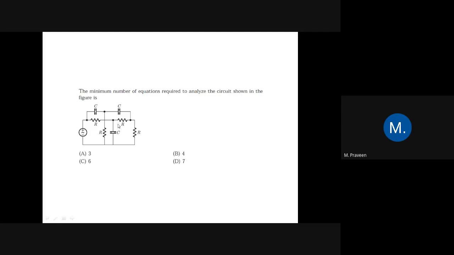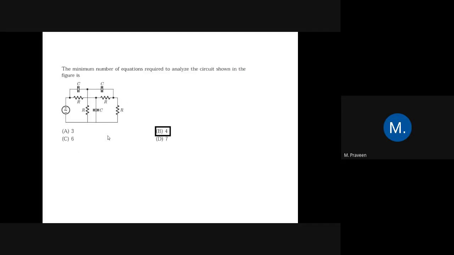So for 4 nodal points, definitely you are going to have 4 equations. If you take V1, V2, V3 and V4, we are going to have 4 equations. So straight away we can write the answer. The answer for the question is option B, which is 4.